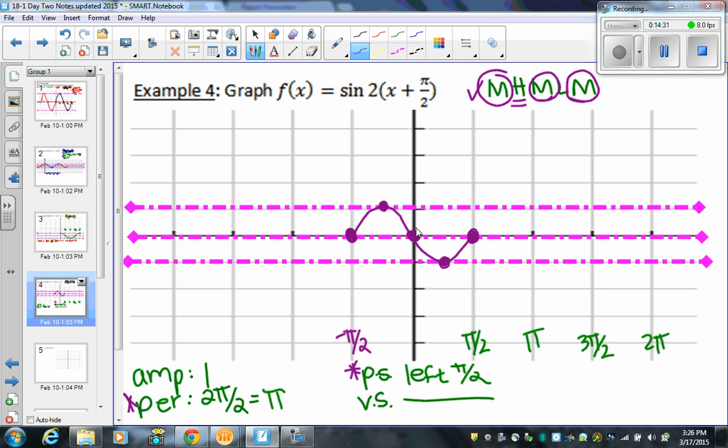All right, now how about you hit pause and you try to identify the attributes of the next 4 graphs and graph those.